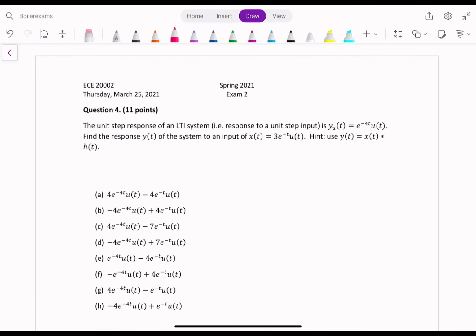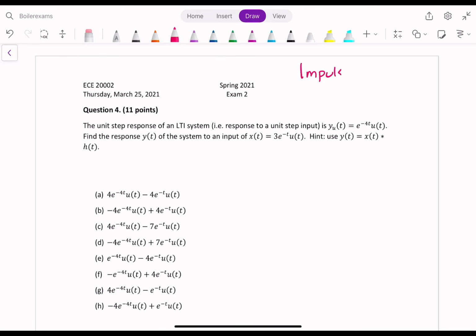Okay, question 4. The unit step response of an LTI system, i.e. the response to a unit step input, is y sub u of t, which is equal to e to the negative 4 u of t. Find the response y of t of the system to an input of x of t equal to 3e to the negative t u of t. Hint: use that y of t is equal to x of t convolved with h of t.